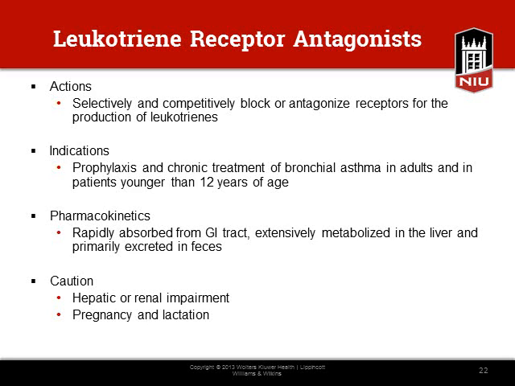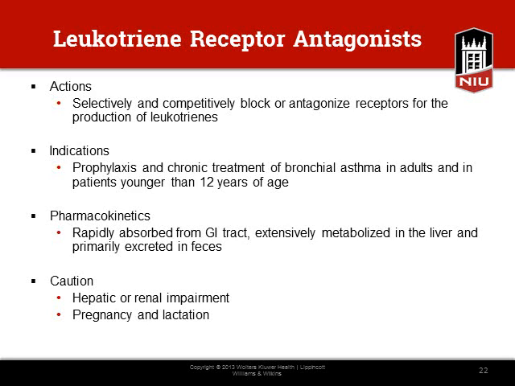Indicated for prophylaxis and chronic treatment of bronchial asthma in adults and in kiddos younger than 12. Our leukotrienes, by the way, are involved in allergic and asthmatic reactions, and our leukotriene inhibitors or blockers are then trying to help in reducing the inflammatory component of asthma. It's an oral medication that we will use when persistent asthma is not well controlled with other medications.